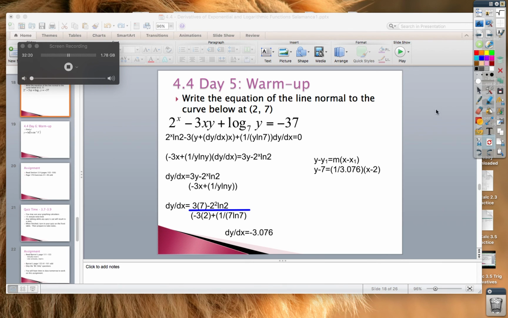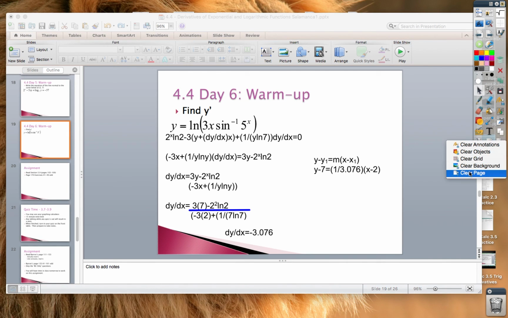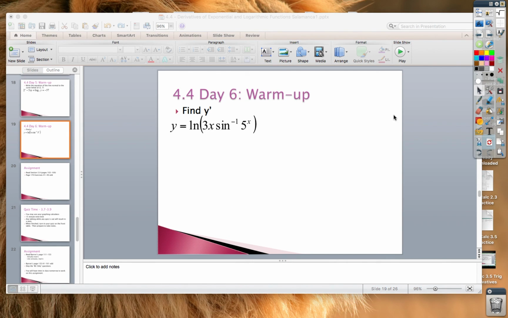So that's all for now. We're going to eventually work on this problem in class as a warm-up. So if you want, you can take a look at it. If not, we'll do it in class.